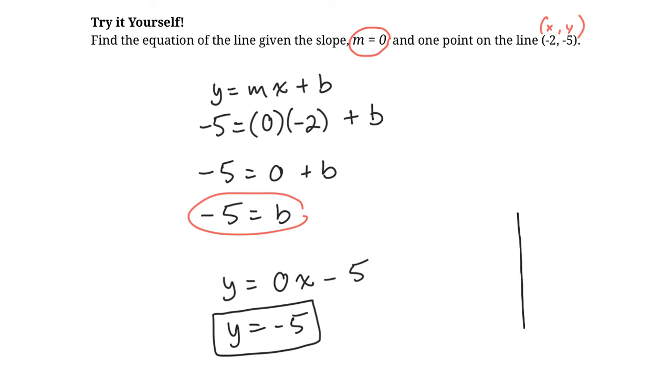And if we were to graph that, this is x and this is y, the line would be just down here if this is where negative 5 is. So it would just be a horizontal line. And no matter what x might be, y is always going to be equal to negative 5.